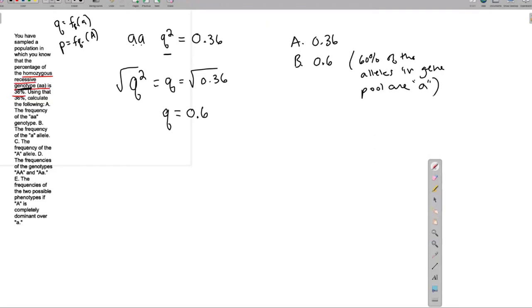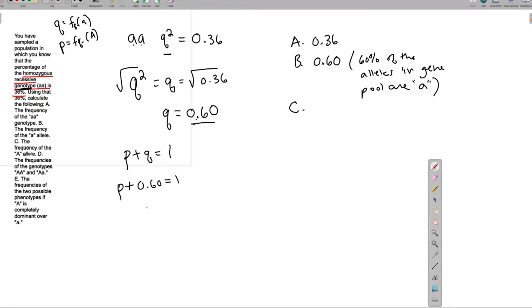So you can just think about this logically. If, and I guess you should do it too, because the original was to two decimal accuracy. So if 0.6 or 60% of the alleles are little a, then the rest must be big A, because in this case, those are our only two options. Where the p plus q equals 1 is coming into play. So p plus q equals 1. I got that from here.